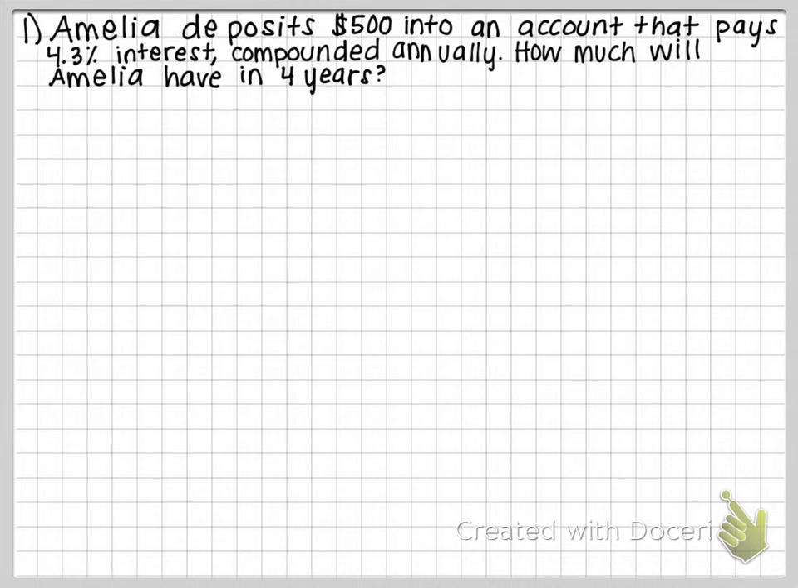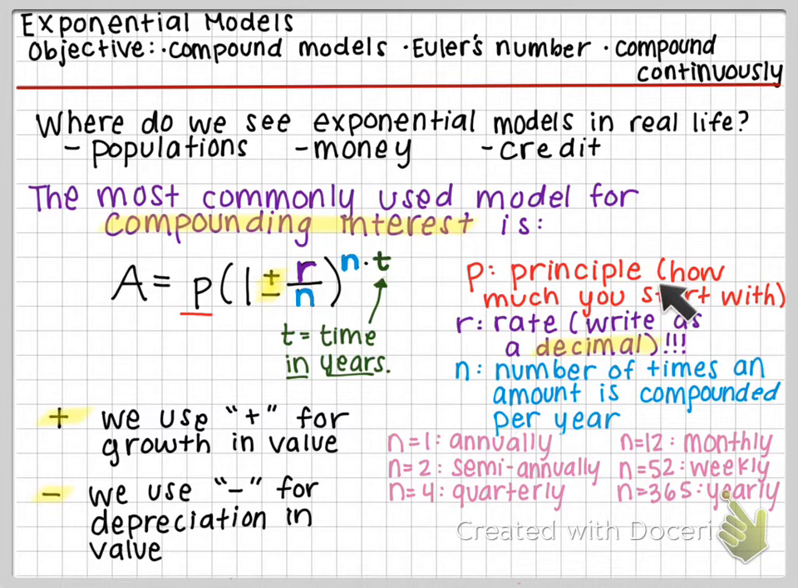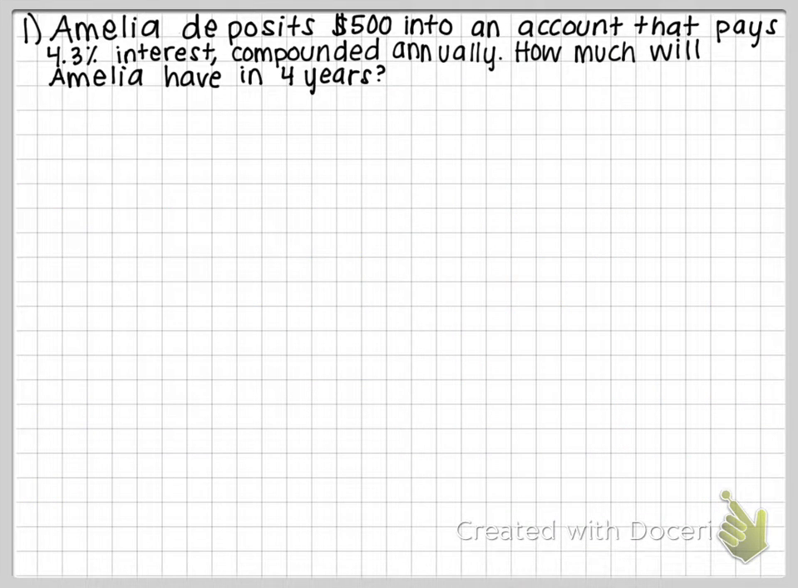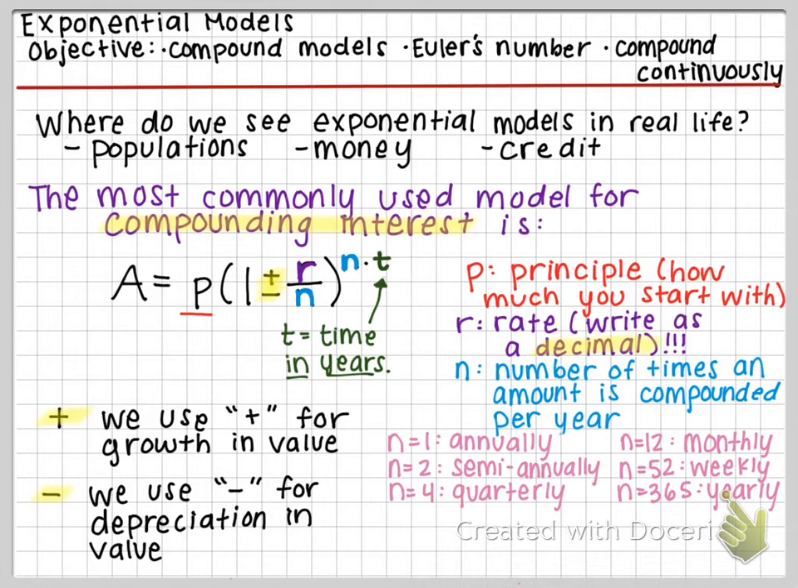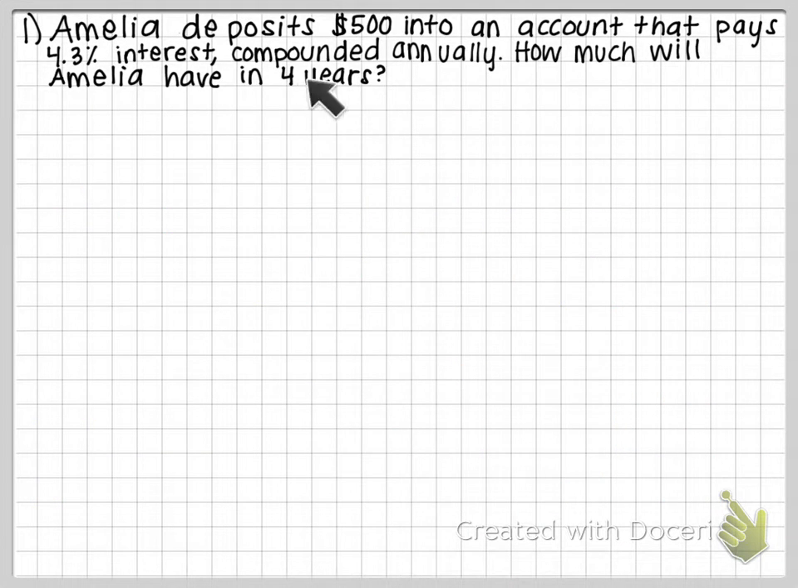Amelia deposits $500 into an account that pays 4.3% interest, compounded annually. How much will Amelia have in 4 years? So this $500, that's what she starts with. So that's the principal, how much you start with. The rate, remember you have to write it as a decimal, but this is the rate here because it's always a percent. See how it says compounded annually? Then we know our N is going to be 1. And 4 years, that's our T, our time in years. So we already have all the pieces to fill in this formula.